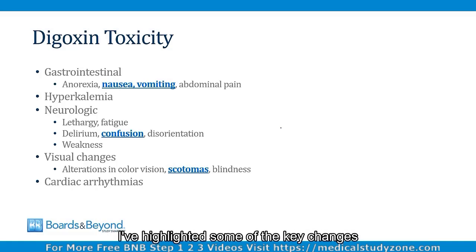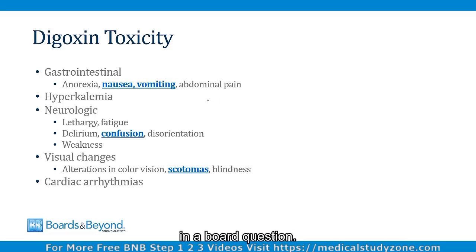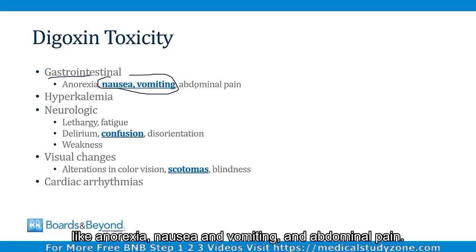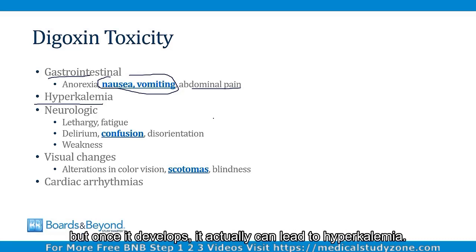But in this slide, I've highlighted some of the key changes that you need to remember to recognize digoxin toxicity in a board question. First of all, dig toxicity classically causes GI symptoms like anorexia, nausea and vomiting, and abdominal pain. Digoxin toxicity also causes hyperkalemia. I told you before that hypokalemia can promote digoxin toxicity, but once it develops, it actually can lead to hyperkalemia.